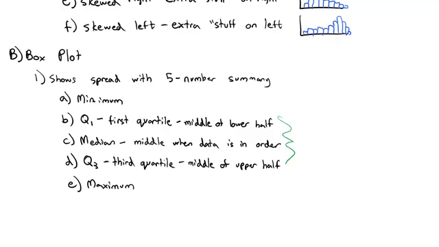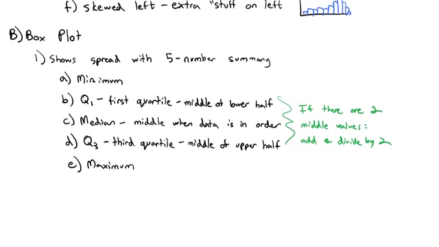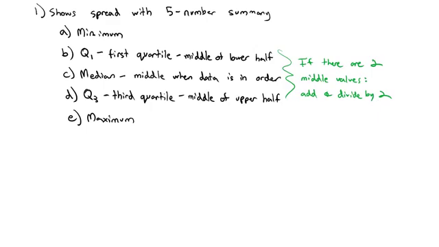Now, there's a little caveat with the quartiles and the median. We said they're the middle values, but if there are 2 middle values, what we'll do is we will add them together and divide by 2, giving us the middle of the middle. Once we find that 5-number summary, we'll usually represent it visually with what's called the box plot.